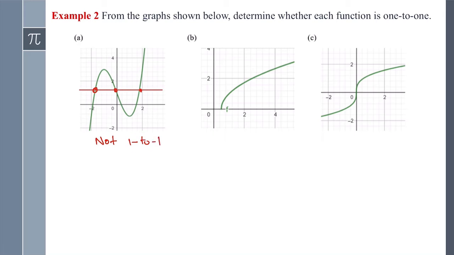Here, this is a graph of the square root function. Here it's not possible to draw a horizontal line to cut the graph in more than 1 point. So this is one-to-one. And here it's the same thing. We cannot draw a horizontal line to cut the graph at more than 1 point. So this is also one-to-one.